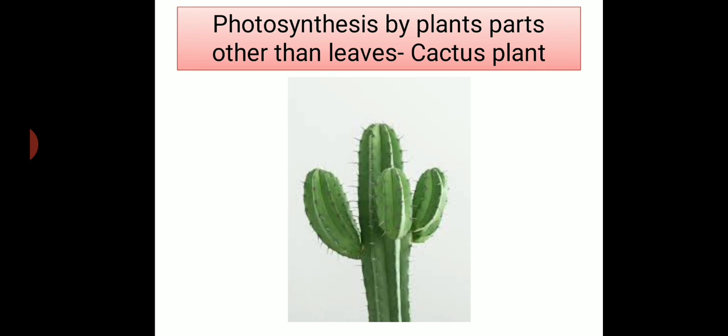There are some plants which do not contain leaves. So, photosynthesis in such plants is done through their green stem and green branches. For example, cactus plant. It has spines instead of leaves, so that there is less loss of water through transpiration.